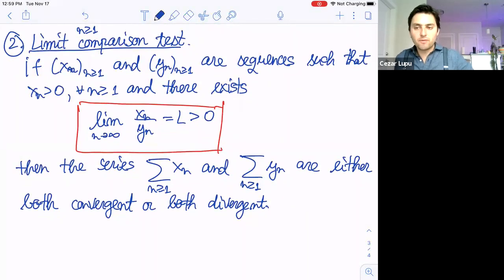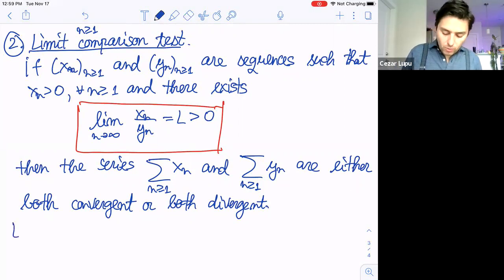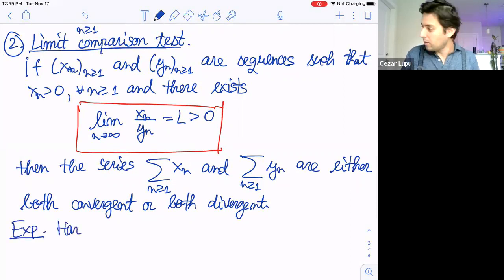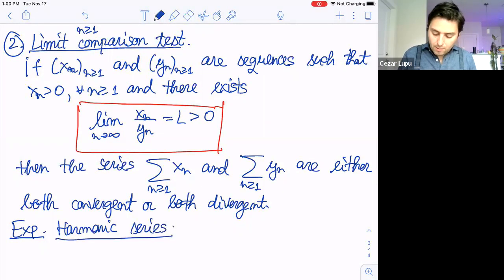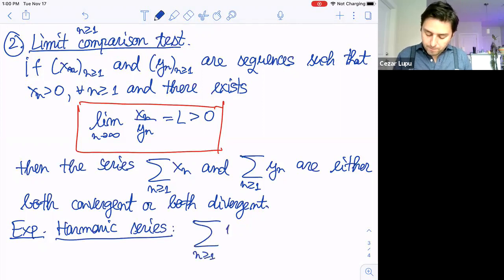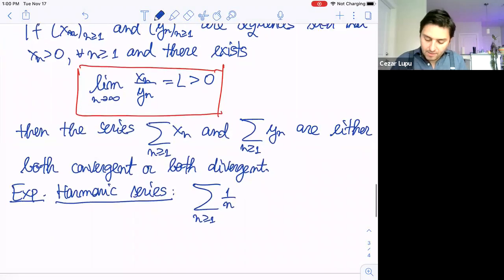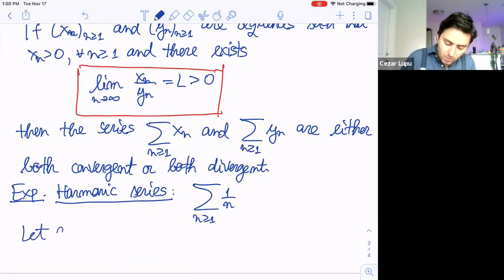As you can see, it's a little bit different than the inequality comparison test, right? All right, and now let me show you a quick example. The quick example is, again, the harmonic series. So let an be 1 over n.